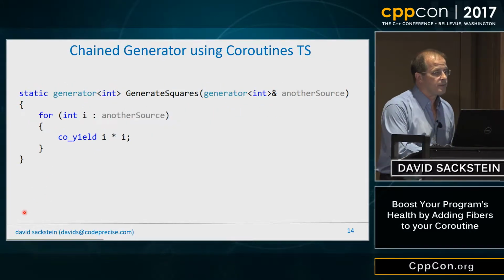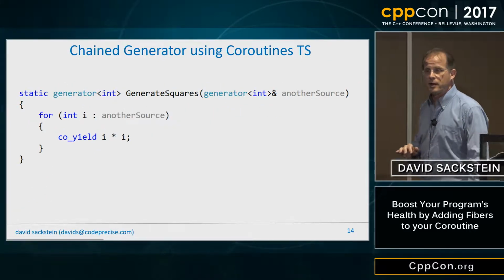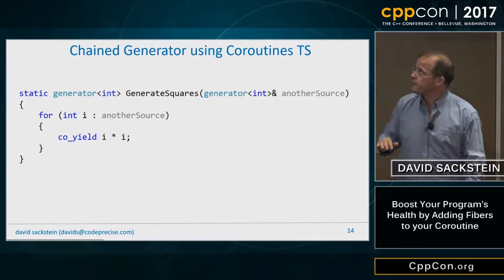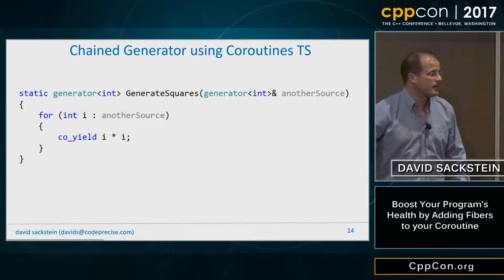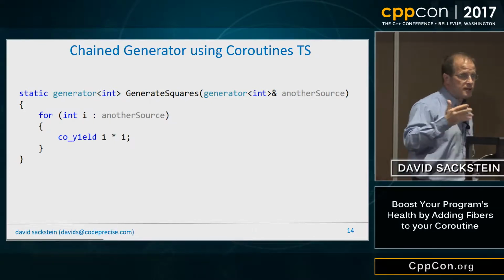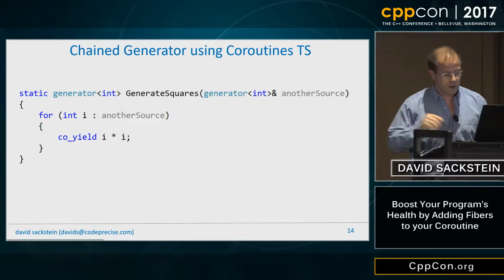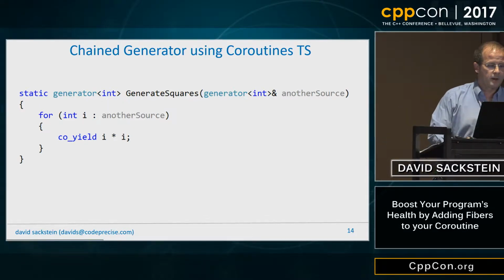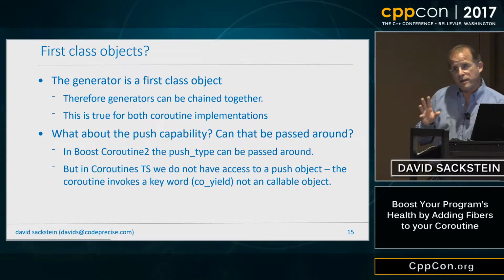Similarly, we can do the same with the Coroutine TS. The generator is an object. We can pass it in by reference, and we can chain generators in this way. Again, we have to use the co_yield keyword.